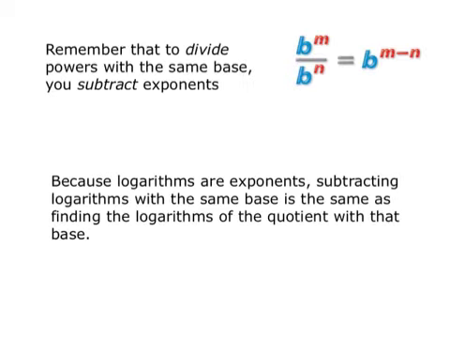Alright, moving on. Remember to divide powers with the same base, you subtract the exponents. I'm dividing with the same base b, so I take m minus n. Because logarithms are exponents, subtracting logarithms with the same base is the same as finding the logarithms of the quotient with that base. Okay, that's why logarithms and exponents are those inverses.